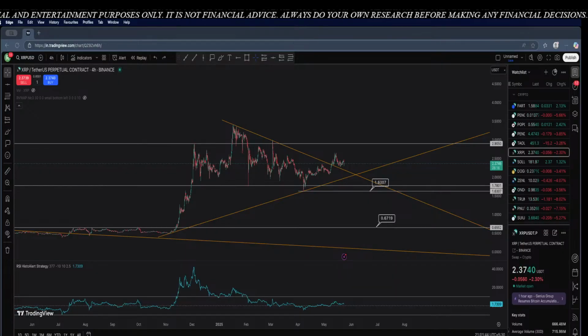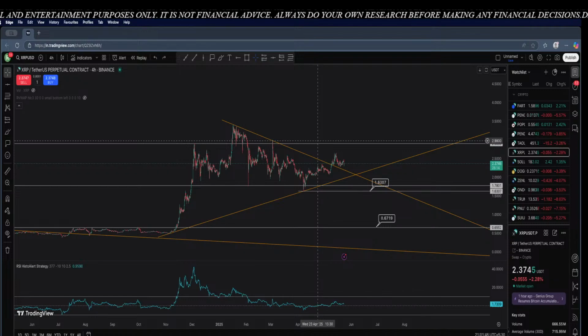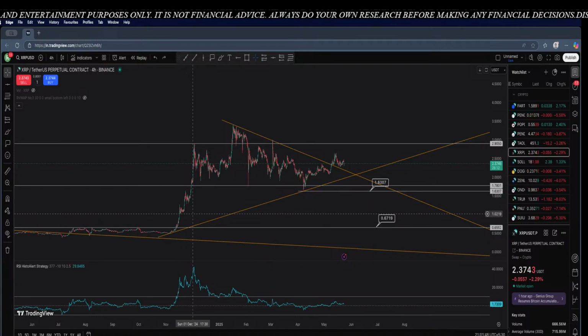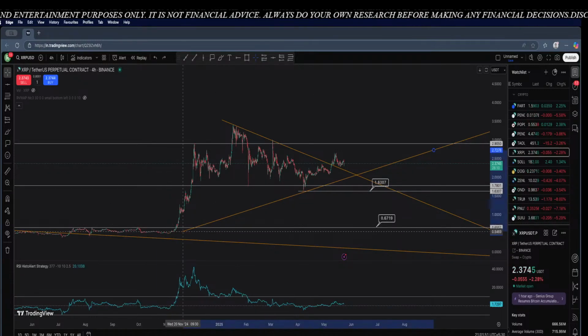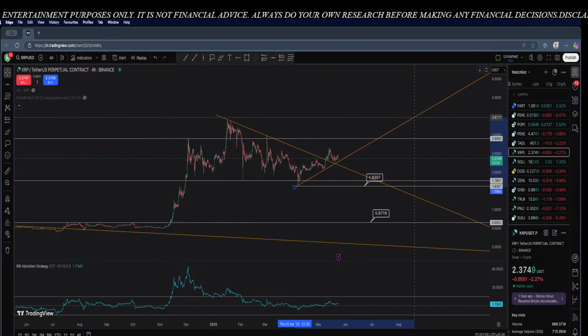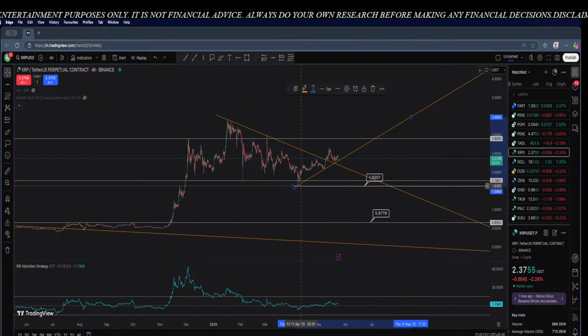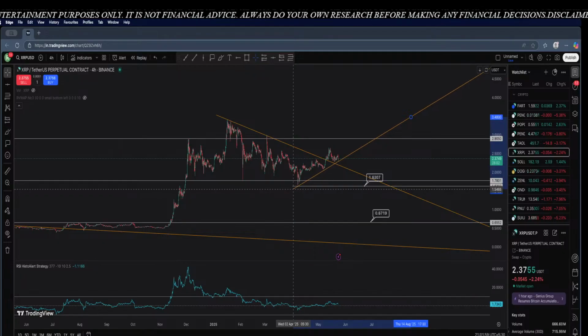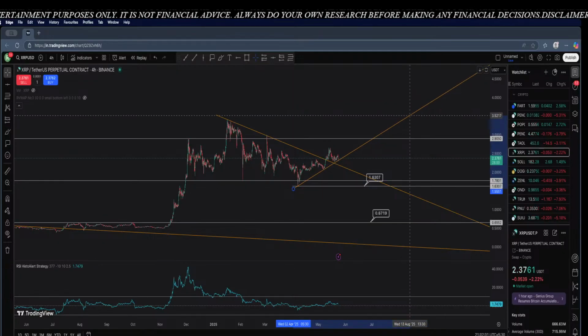So what can we expect on XRP, right? Instead of this trend line right here, I would like to pay attention to this trend line. We change the direction, set it up like so. All right.